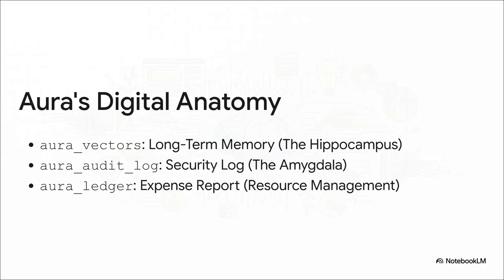To manage all this, Aura actually builds its own anatomy right inside your WordPress database. As soon as you activate it, boom, it creates these custom tables. The Aura Vectors table, that's basically its hippocampus. It stores vectorized data, which is just a fancy way of turning ideas into numbers, so the AI can understand relationships and context. That's real long-term memory. Then you have the Aura Audit Log, which is kind of like the amygdala, logging every single action for security. And the Aura Ledger keeps track of costs, handling resource management.